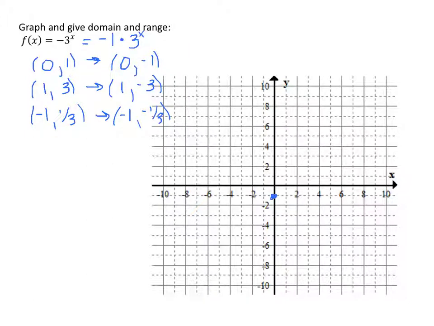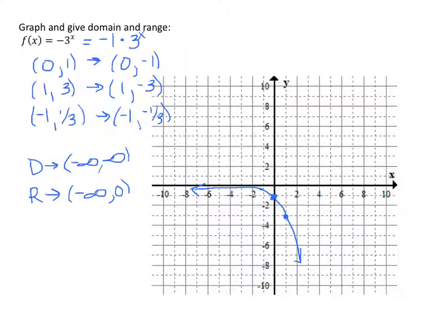There's (0, -1). (1, -3) is here. (-1, -1/3) is here. This graph is going to do something along these lines. And that will be your graph. The domain is from -infinity to +infinity. The range is from -infinity to 0, meaning that it's going to continue forever negatively, but it's not going to approach the x-axis in this direction.